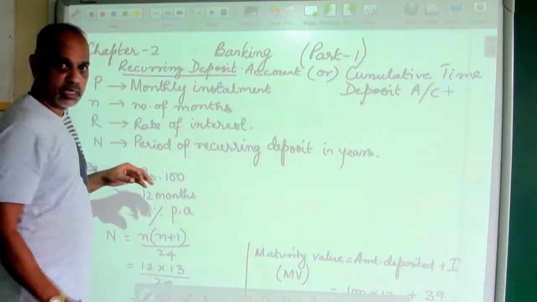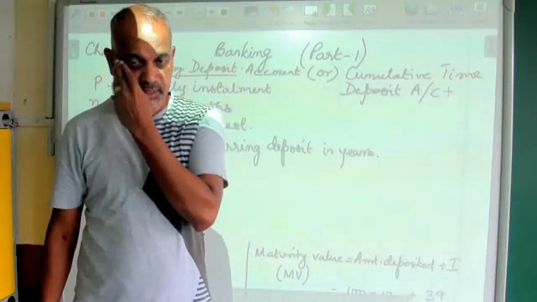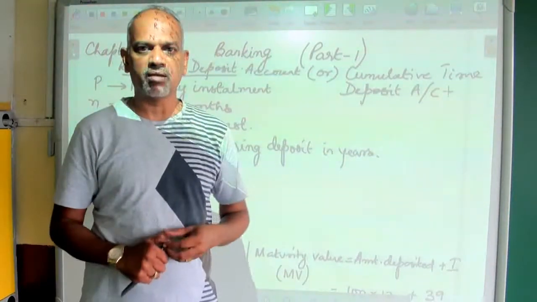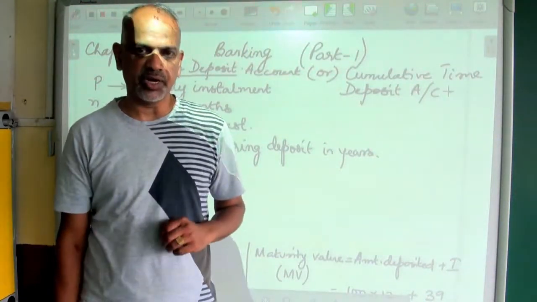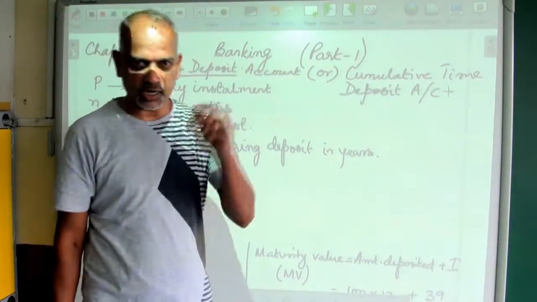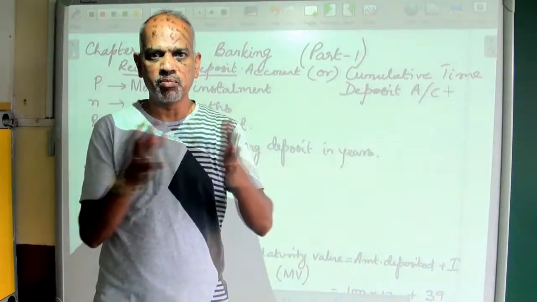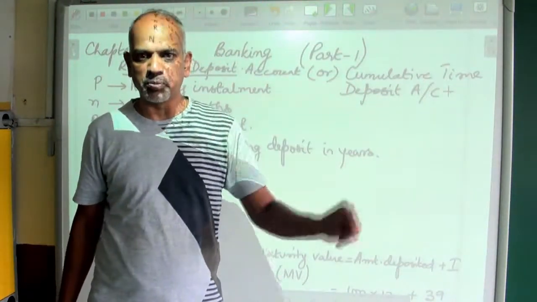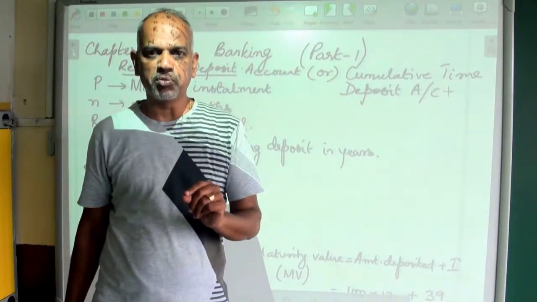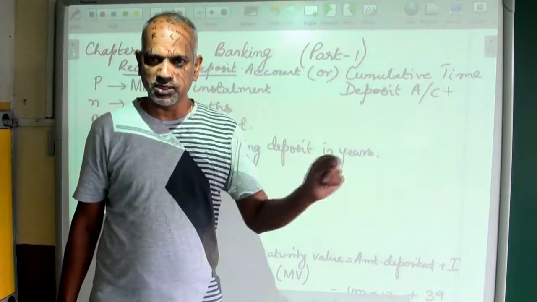Now, I'm just giving you an example. Let's say you deposit 100 rupees. Let's take simple calculation. Let's take the principal or the monthly installment that you're going to deposit is 100 rupees. 100 rupees you're going to deposit, say for 1 year. 1 year period means 12 months. So 12 months you're going to deposit 100 rupees. Every month you're going to deposit 100 rupees. So for 12 months you're going to deposit.